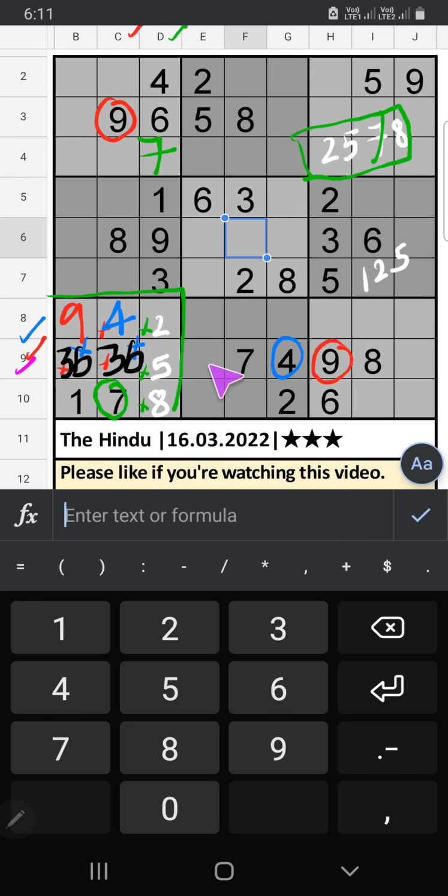9th row, 3 numbers are remaining: 1, 2, 5. Column E, we have 2 and 5. So 2 and 5 can't come in this cell. They will come in another 2 cells. Then only 1 number is remaining, 1. 1 is confirmed here.